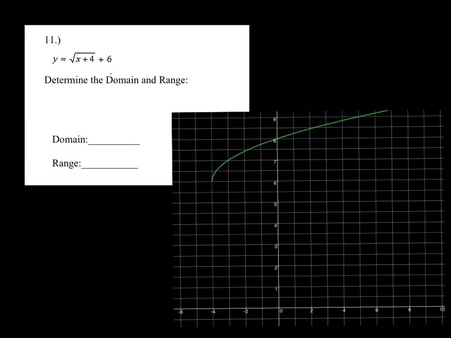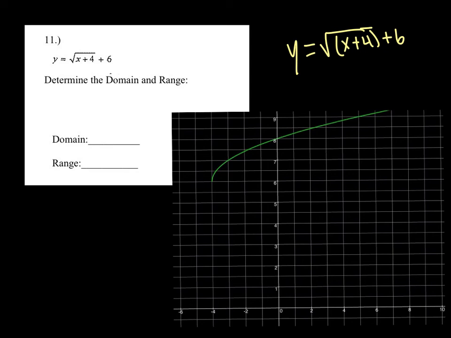The last one I'm going to do with you guys is number 11, and that is the function y equals the square root of x plus 4, plus 6. So I graphed it on my calculator, and be careful when you guys are putting this in that the square root should only be over the x plus 4. The plus 6 should be separate and not underneath that radical when you guys are typing it in the y equals of your calculator.